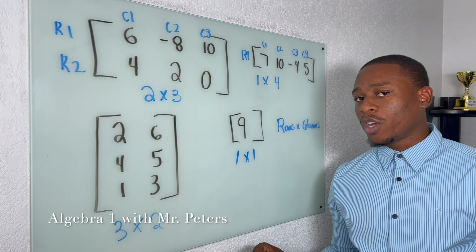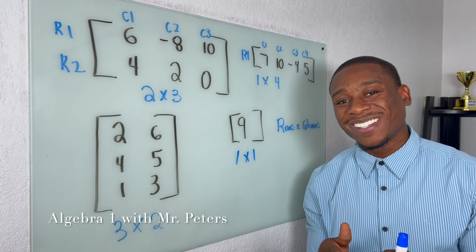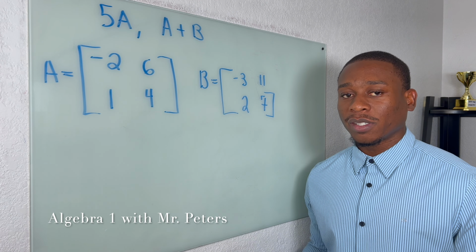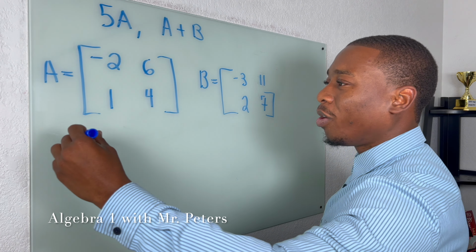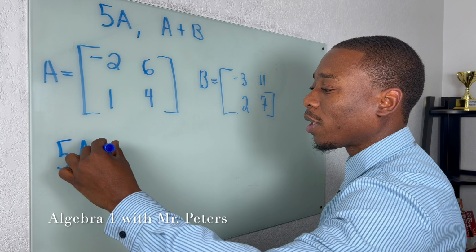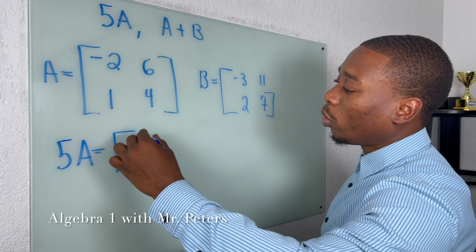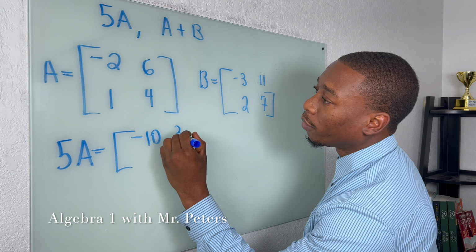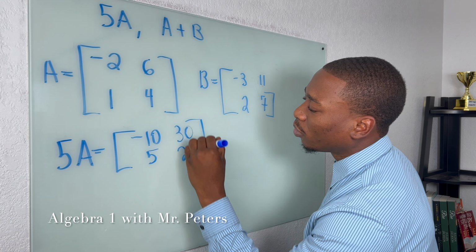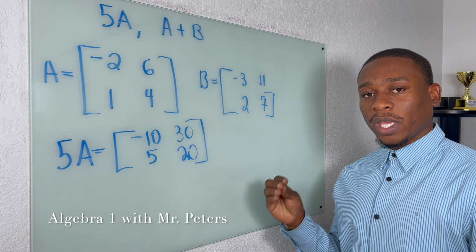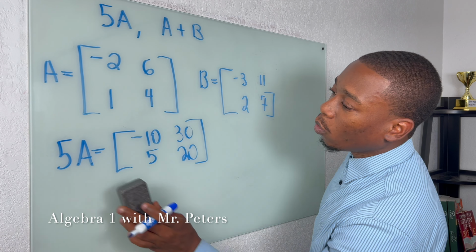Now, in this next part of our video, we're going to talk about how to properly add, subtract, and scale matrices. We're now going to talk about scaling matrices. So what it tells us right here is to take A and multiply it by 5. So all that means is we're going to go to matrix A and multiply it by 5. And once we do, this would be our answer. We'd have -10, 30, 5, and 20. All we have to do, guys, is just multiply each of those elements inside the matrix by 5.